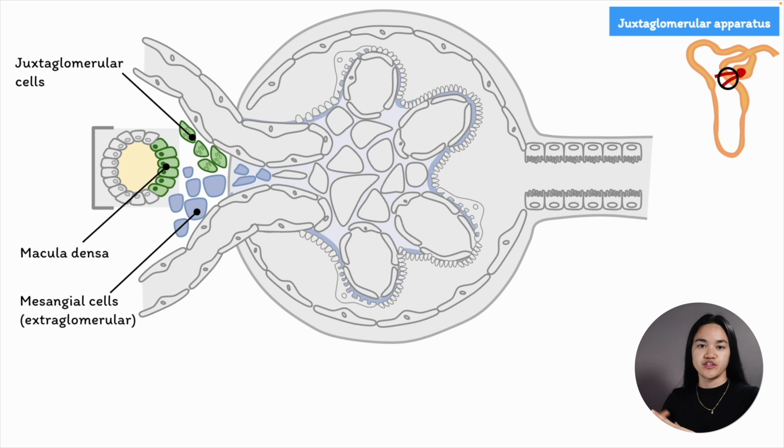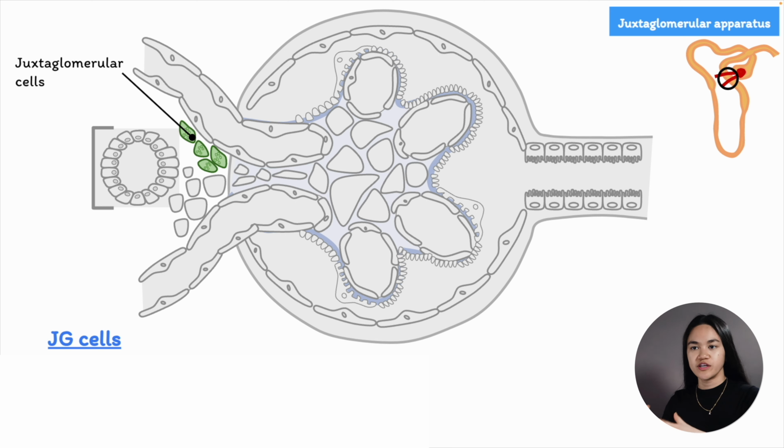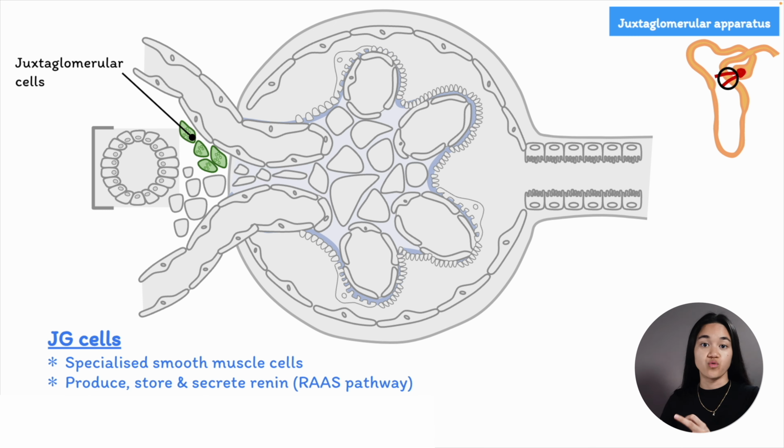Let's go through the JG cells or granular cells. JG cells are specialized smooth muscle cells from the afferent arteriole that produce, store, and secrete renin, which is part of the renin-angiotensin-aldosterone system or RAS pathway. Renin is important in maintaining blood pressure. JG cells secrete renin when the smooth muscle detects a decrease in renal perfusion pressure, or when macula densa cells sense a decrease in sodium concentration in the tubular fluid.